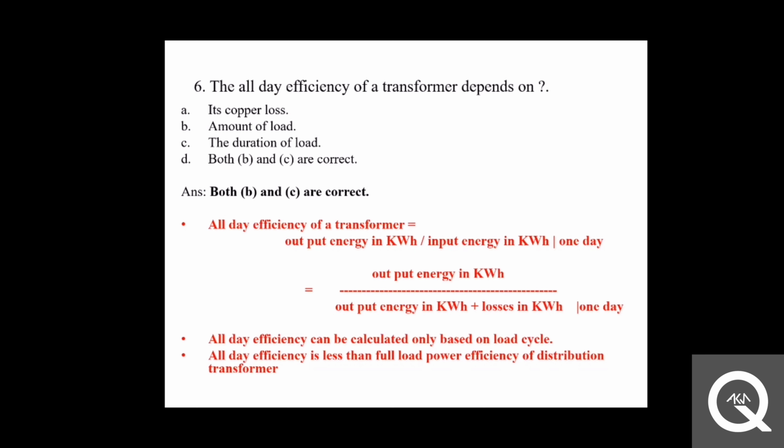All-day efficiency of a transformer means output energy in kilowatt hour by input energy in kilowatt hour in one day. That is output energy in kilowatt hour by output energy in kilowatt hour plus losses in kilowatt hour in one day. So all-day efficiency can be calculated only based on load cycle. So it depends on amount of load and the duration of load. Also it depends on the losses, but the appropriate answer here is D.